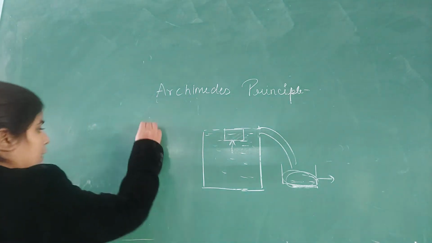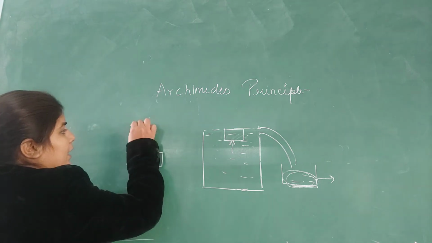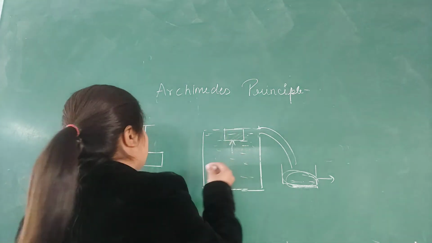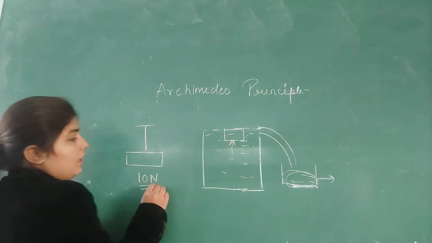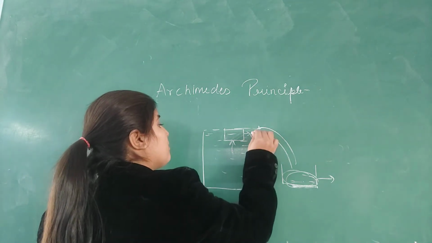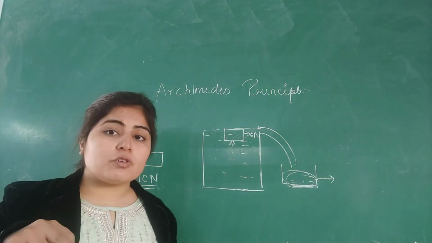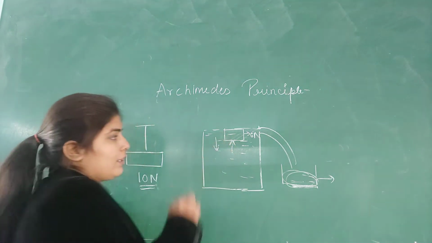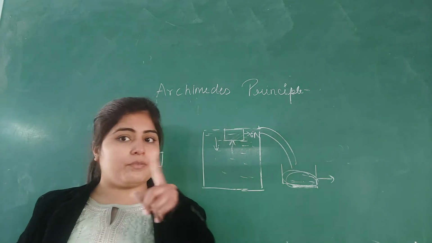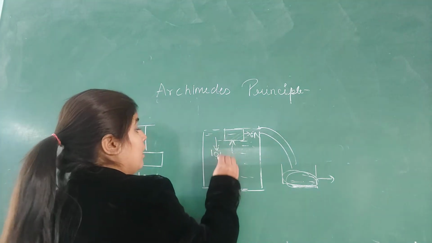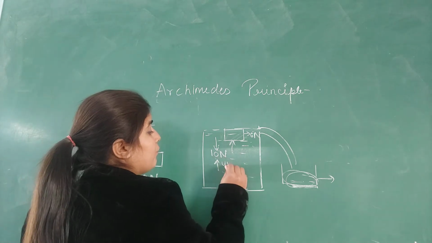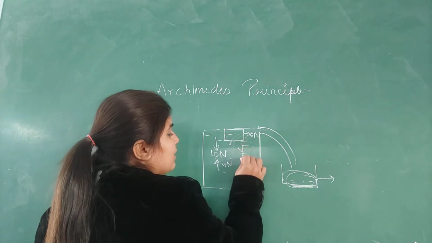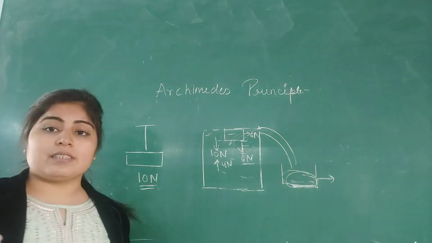Firstly, you can measure the weight of the block with the help of a weighing machine. Now, when we immerse it inside the liquid, suppose that initially it was 10 Newton. Then the reading will reduce to 6 Newton. Why? Because a force is also acting in the upward direction, that is called the buoyant force. So two forces are acting on it. One is acting downward, that is the weight of the object, 10 Newton, and the buoyant force is 4 Newton. So the resultant force will be 6 Newton. That's why the reading has become 6 Newton.